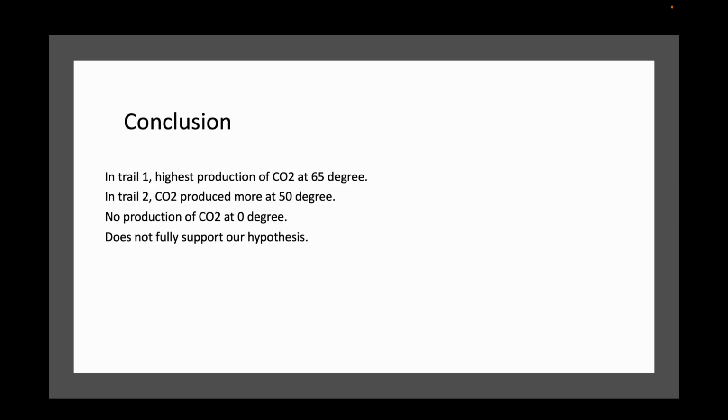To conclude the whole experiment, in trial 1, the highest production of CO2 was observed at the 65-degree temperature, whereas in trial 2, CO2 produced more at the 50-degree temperature, which surpassed the 65-degree temperature. Moreover, a very small amount of CO2 was observed at room temperature in both trials, and no CO2 was produced at the 0-degree temperature in both trials. With the increasing temperature, the production of CO2 was also increasing in this experiment. So this experiment does not fully support our hypothesis.